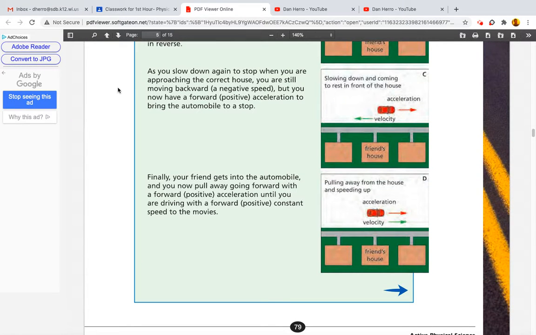As you slow down again to stop, when you are approaching the correct house, you are still moving backward, negative speed, but you now have a forward positive acceleration to bring the automobile to a stop. Finally, your friend gets into the automobile and you now pull away going forward with a positive acceleration until you are driving with a forward positive constant speed to the movies.